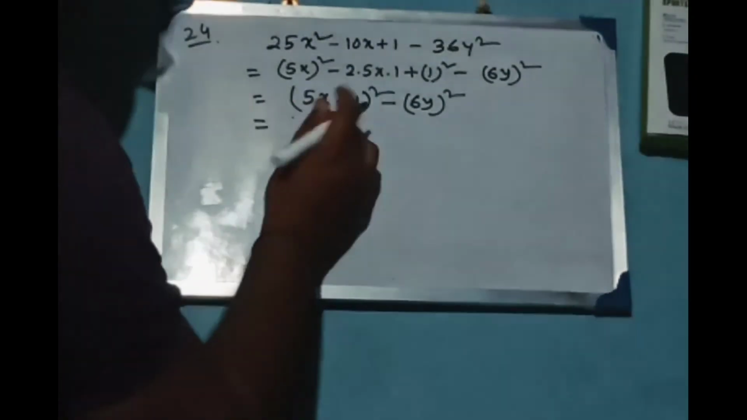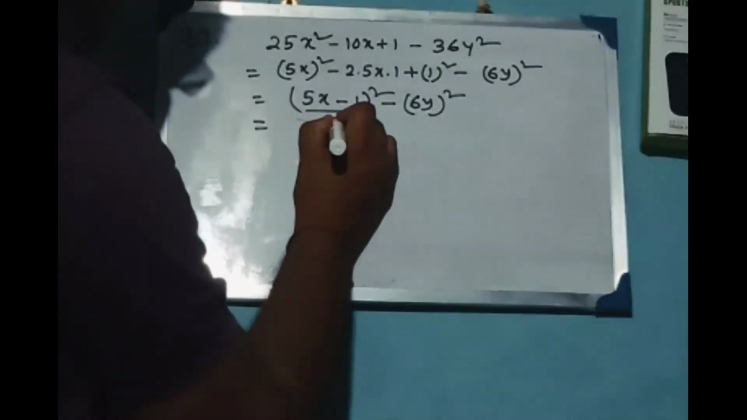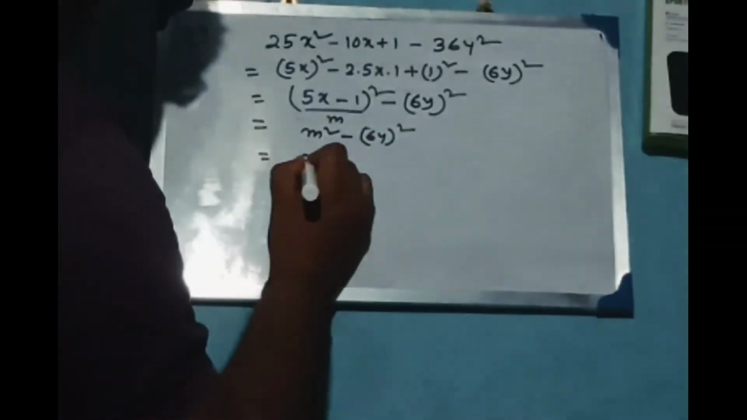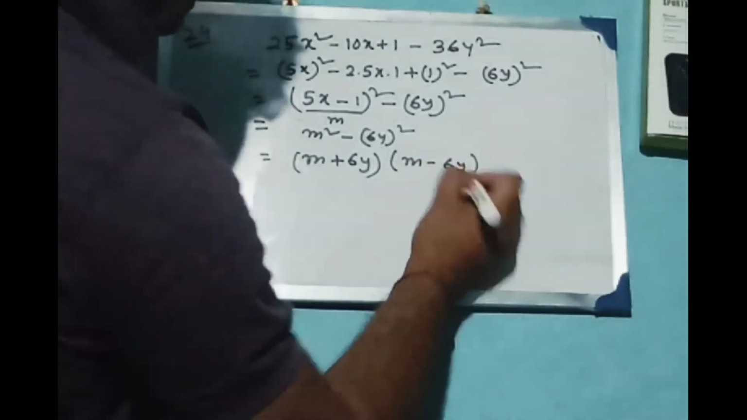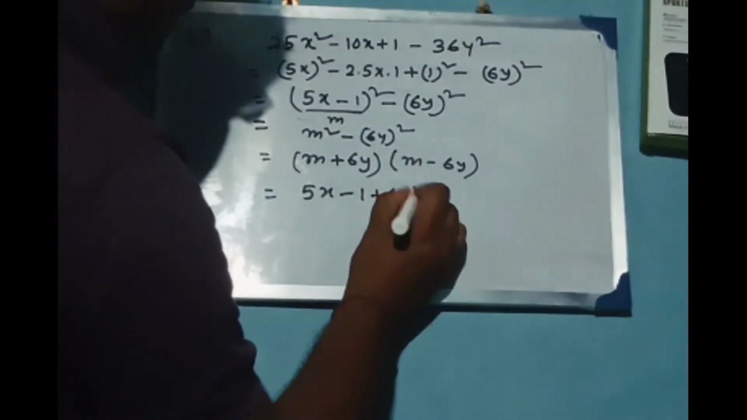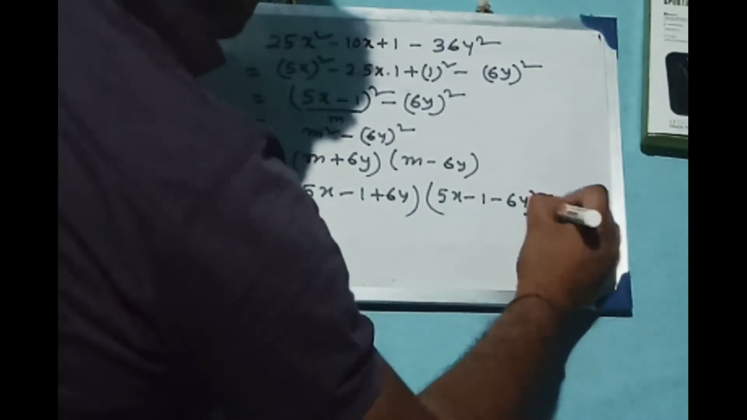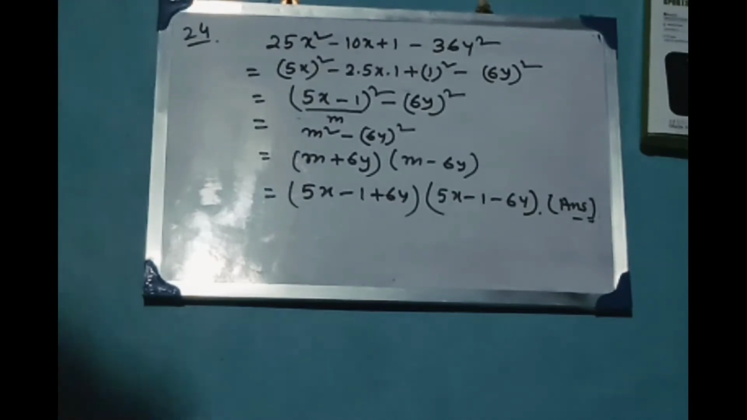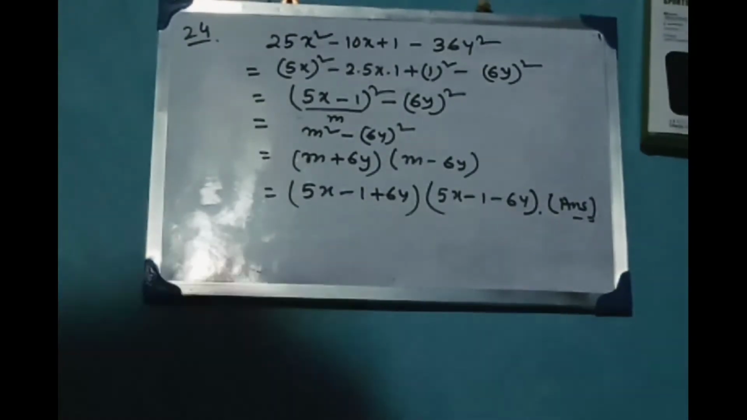So again, 5x minus 1, this whole portion I am taking as m, so we get m square minus 6y whole square, that is m plus 6y, m minus 6y. So that means 5x minus 1 plus 6y, 5x minus 1 minus 6y. So this is my answer. Hope it is visible to you. Next, move to another question.